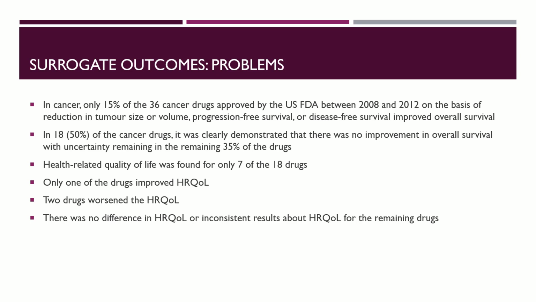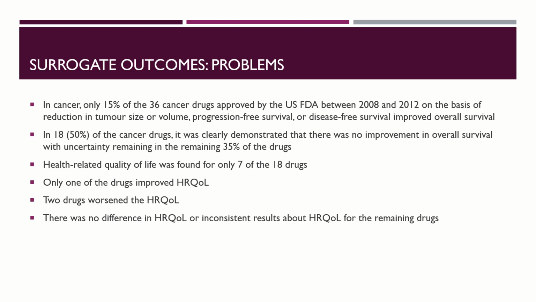Okay, so 15% of the drugs, I think that would equate to 5 or 6 drugs, not 3 as I mentioned before. So about 5 or 6 drugs resulted in improved overall survival. In 18 drugs, which is 50% of the drugs, it was clearly demonstrated that there was no improvement in overall survival. In the remaining drugs, there was uncertainty as to whether there was improvement in survival or not.